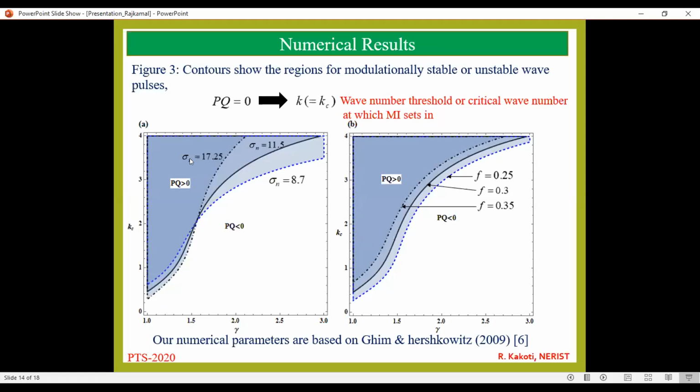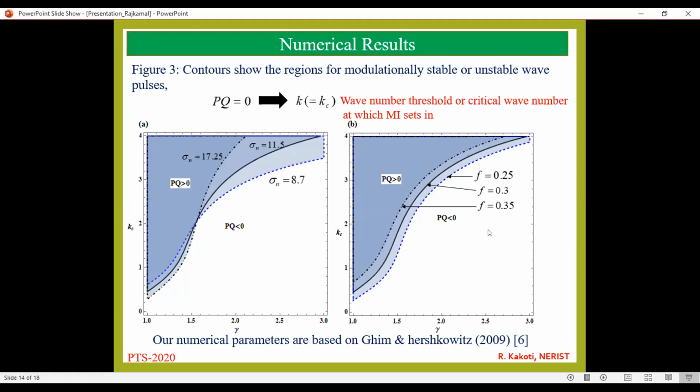Okay, the effect of negative electron to negative ion temperature ratio on the modulational instability is shown here. With increase of temperature ratio of electron to negative ion, Kc is shifted to higher values. Similarly, the effect of density fraction on Kc is shown here. For the entire range of gamma, Kc is shifted to higher values with increase of density fraction of negative ions.